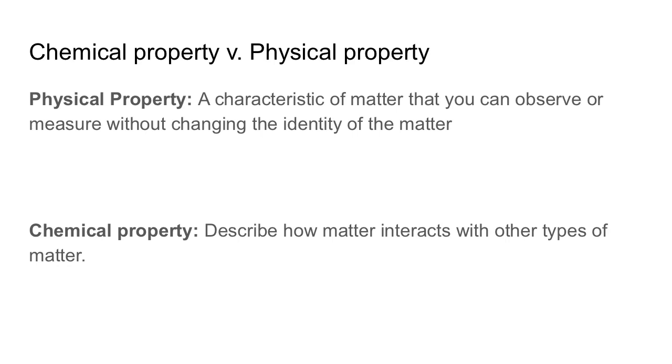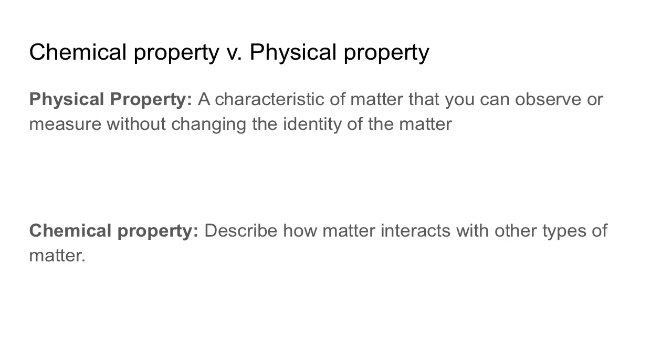So we know what a physical property is. We know that it's a characteristic of matter that you can observe or measure without changing the identity of the matter. We can tell whether something conducts electricity without changing the identity of it. We can tell whether or not something is soluble without changing its identity. We can tell what its density is without changing it. Those are all physical properties that we've gone over.